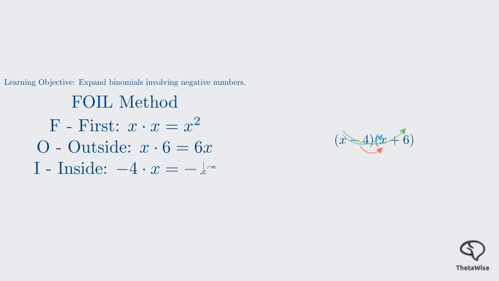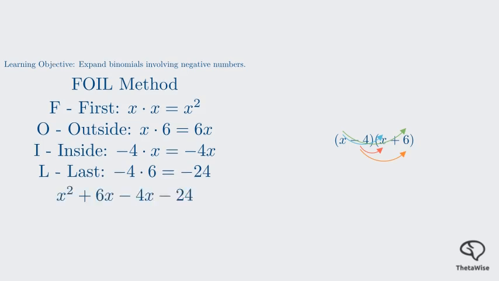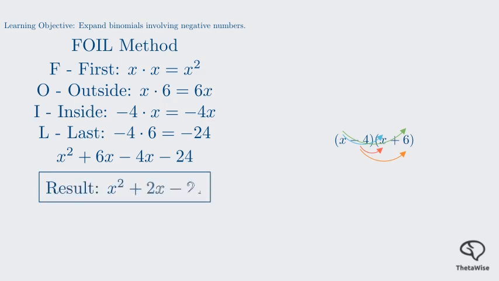Inside, we have negative 4 times x. This gives us negative 4x. Notice how the minus sign stays with the 4. Finally, last, negative 4 times positive 6. A negative times a positive is a negative, so we get negative 24. Now we combine these terms. When we simplify the middle, 6x take away 4x leaves us with positive 2x. Our final simplified answer is x squared plus 2x minus 24. Always double check your signs in that last step.